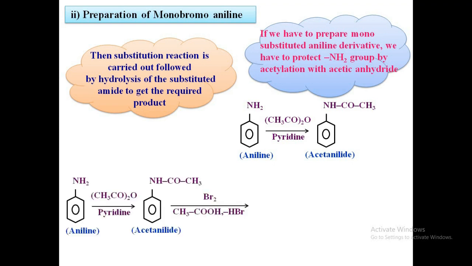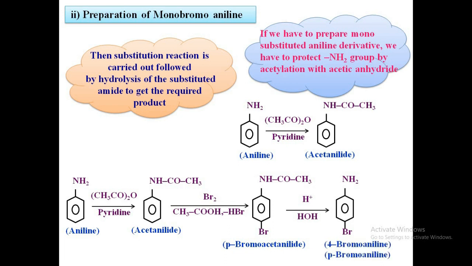So as discussed earlier, when protection of the amine group has occurred, in the next step we can proceed with bromination in acetic acid. So the removal of hydrogen bromide occurs, thus forming para-bromoacetanilide, followed by hydrolysis, which results in para-bromoaniline with acetic acid. Reason for formation of monobromo substituted product in the above reaction.